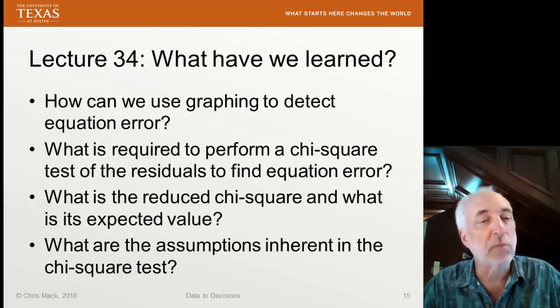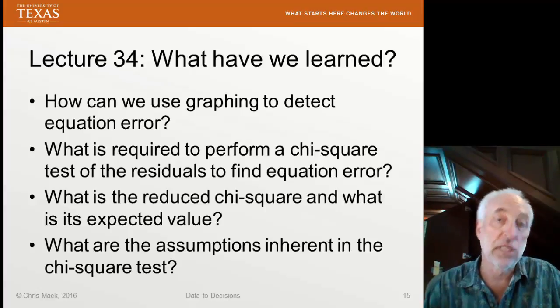Well, in the next lecture, we'll look at a couple of other measures of goodness of fit. Again, test for having a good model based on those. Till then.